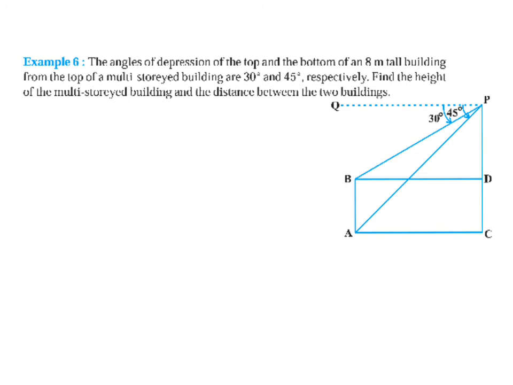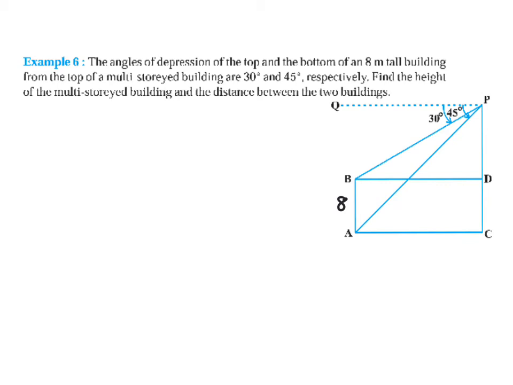Let's try this. The angles of depression of the top and the bottom of an 8-meter tall building from the top of a multi-storied building are 30 degrees and 45 degrees respectively. Find the height of the multi-storied building and the distance between the two buildings. So we have a building AB over here. What is the height of this building? It's 8 meters. So let's label 8 meters.